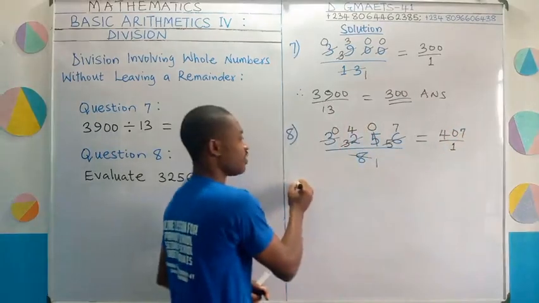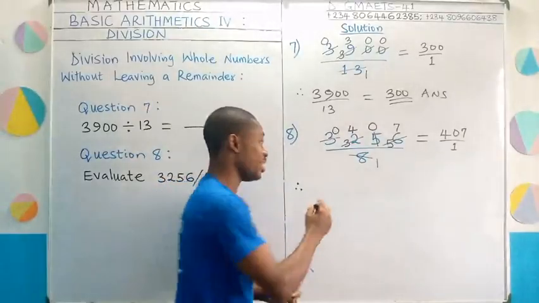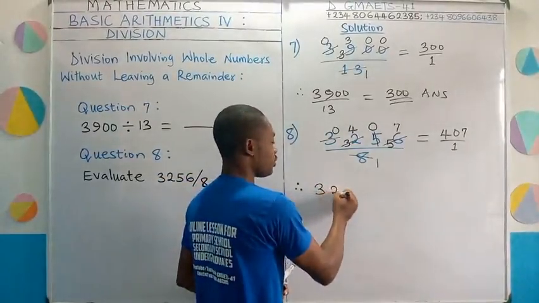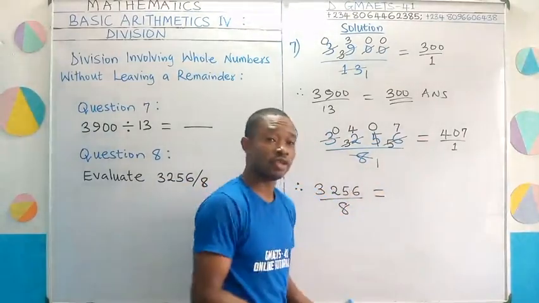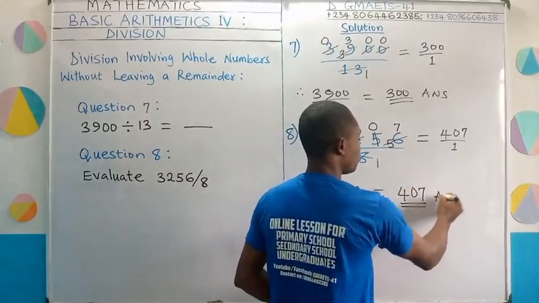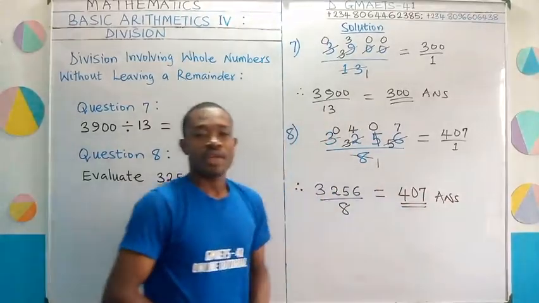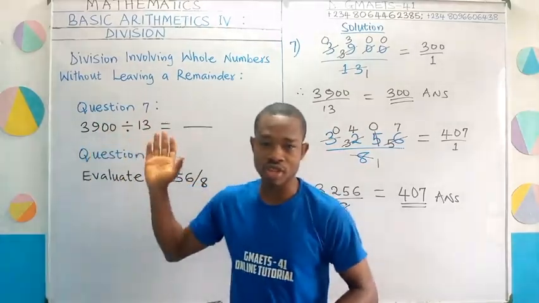We can now conclude, therefore, if you are to divide 3,256 by 8, the answer is equal to 407 divided by 1, which is the same as 407. So this is how we handle this problem. And of course, we are done with this section of division.